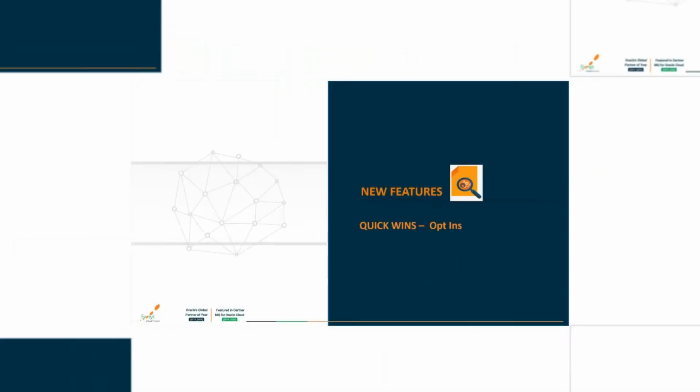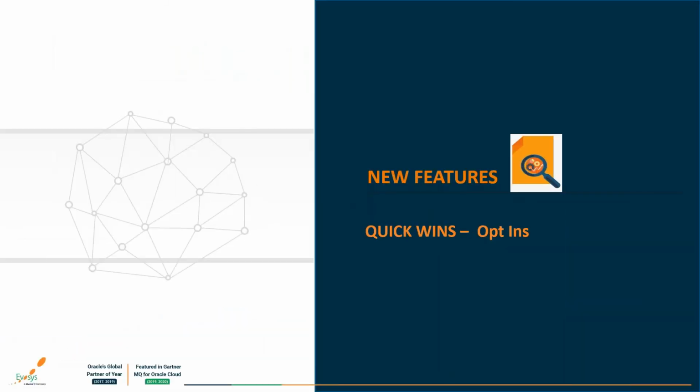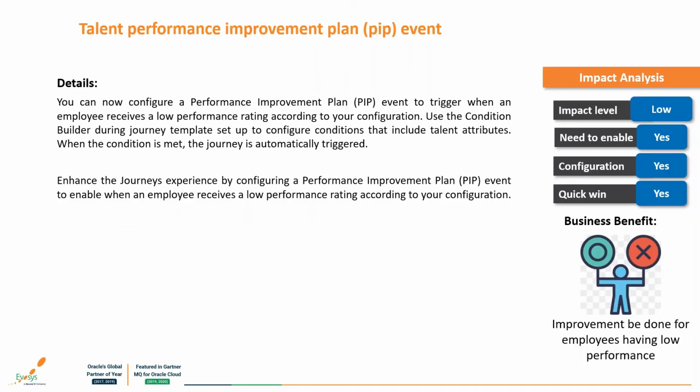Now let's move ahead with the opt-in features in which you have to enable some things for enabling the feature. Talent Performance Improvement Plan PIP event. Using this feature, we can now configure a performance improvement plan PIP event to trigger when an employee receives a low performance rating according to the configuration. So using the condition builder during the journey template setup, configure the conditions that include the talent attributes. When this condition is met, the journey is automatically triggered.